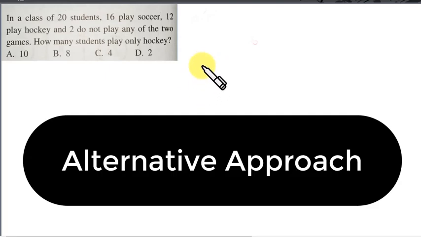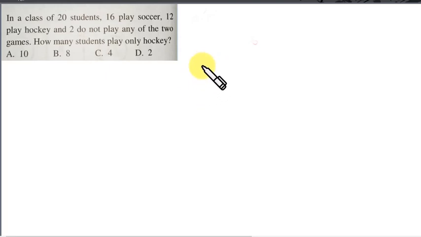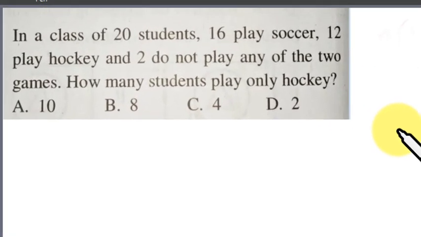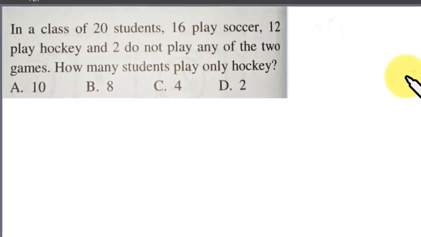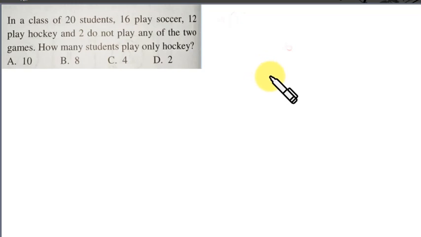All right, so there is also an alternative way of solving this. We are told that in a class of 20 students, 16 play soccer, 12 play hockey, and 2 do not play any of the 2 games. How many students play only hockey? What if we do not want to use a Venn diagram to solve this? We can solve this without using a Venn diagram.